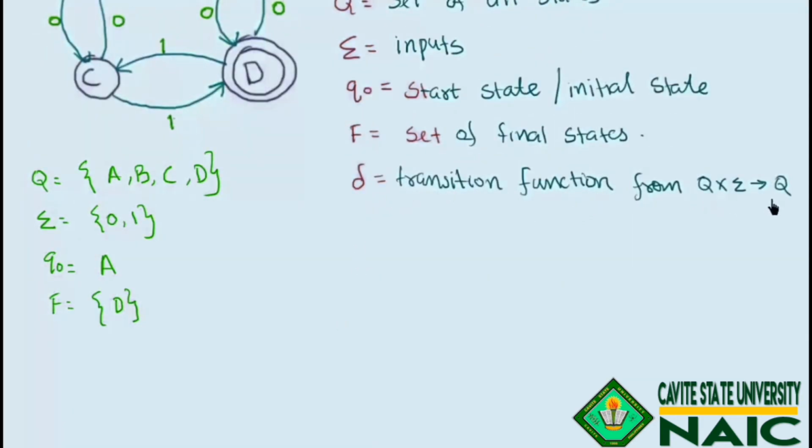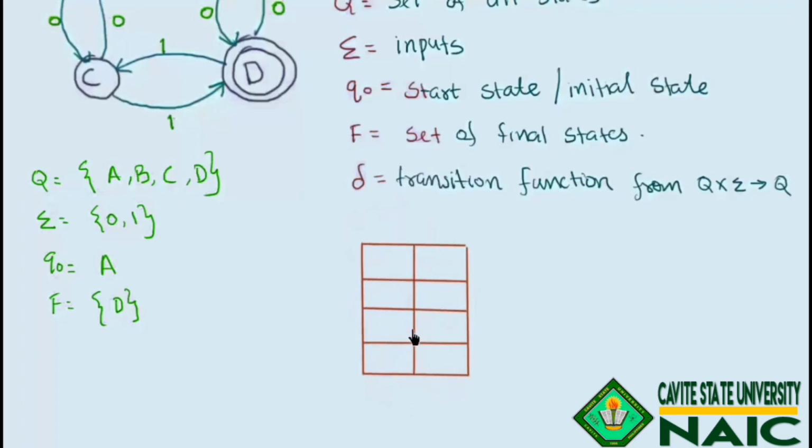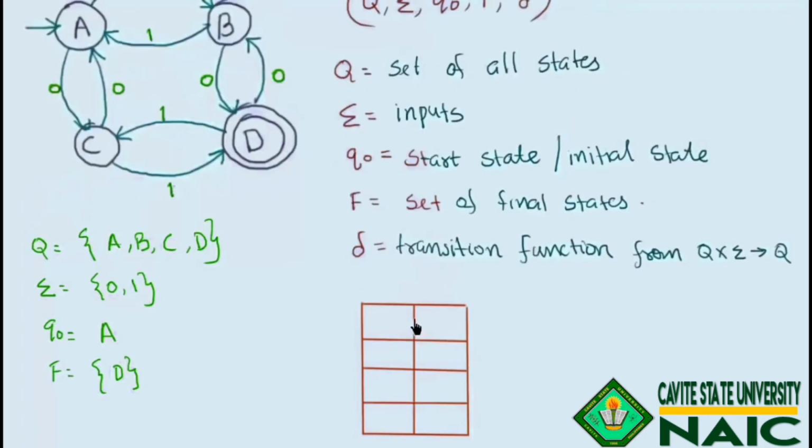And the last one is delta. Delta is the transition function from Q cross sigma to Q. Now to demonstrate this, let me take the table over here. I use this table to explain what delta is. So let me have this table where the top part will be my input 0, 1, and my states in this part are A, B, C, and D.